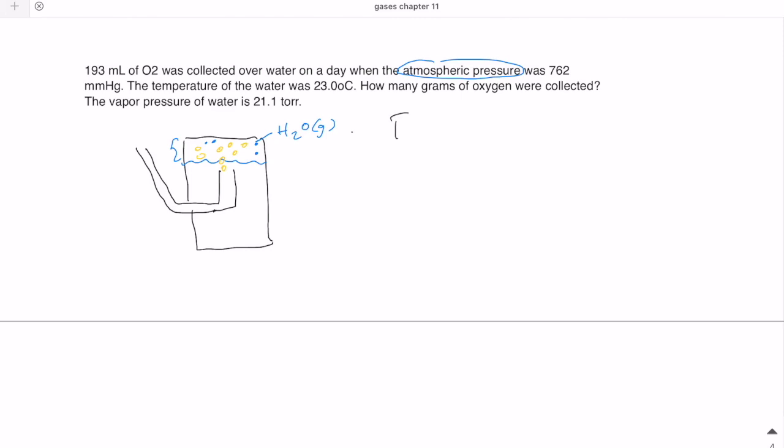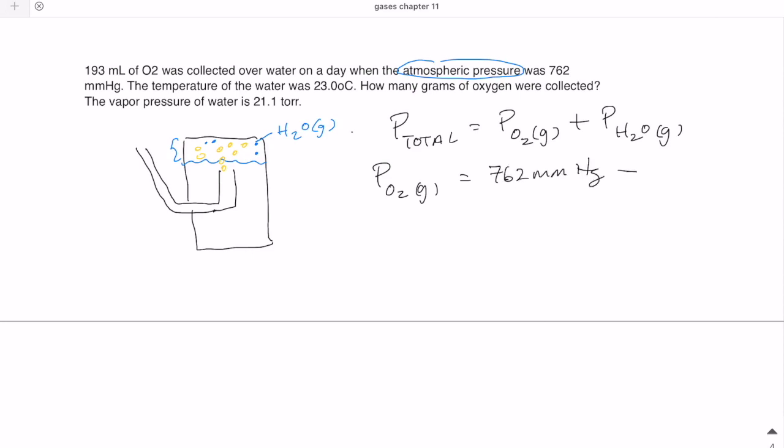And so that total pressure is going to come from the pressure from the oxygen that's being collected plus the pressure from the water that's in the vapor state. So if you just want the oxygen, which you're going to need in order to figure out the mass of the oxygen, you're going to have to subtract the water pressure, which is 21.1, and that's in units of torr, from the total pressure, which is 762.